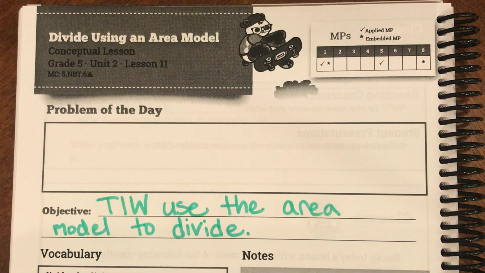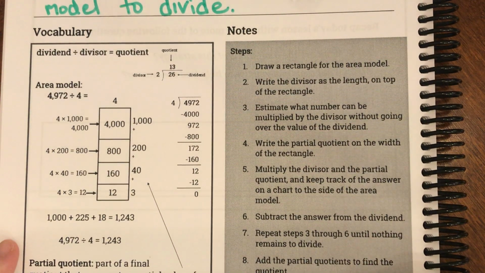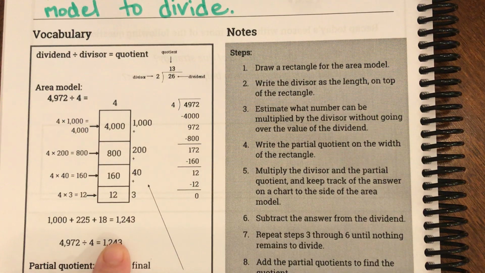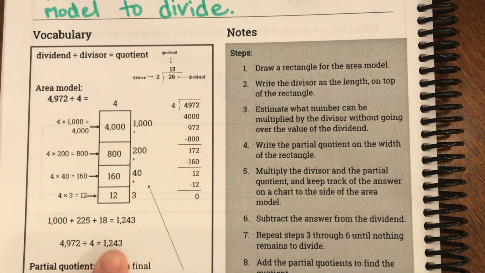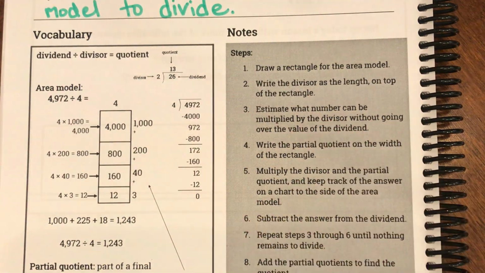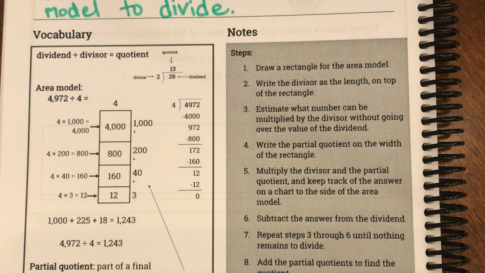Now in 4th grade, you actually did this as well. You used the area model to divide. Now when you did this in 4th grade, your area model was actually set up differently. If you notice, our area model here is set up vertically, so top to bottom. Yours was set up horizontally. It's going to be the same idea though. Okay, we're going to have the same idea of how we're going to attack this.